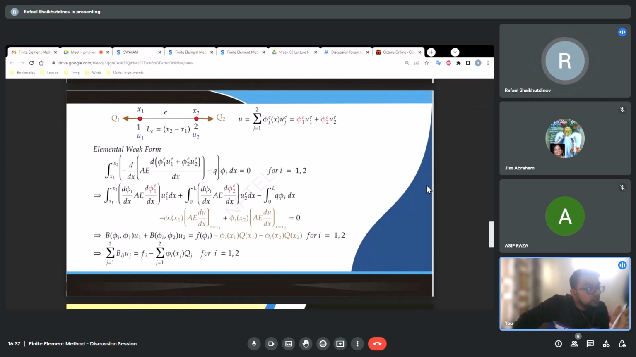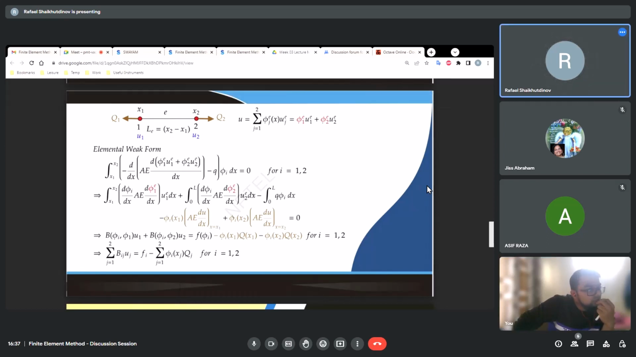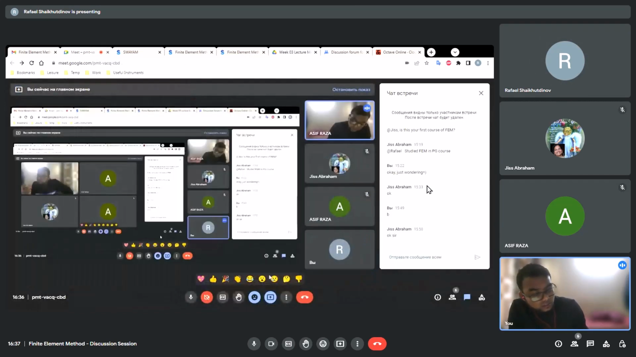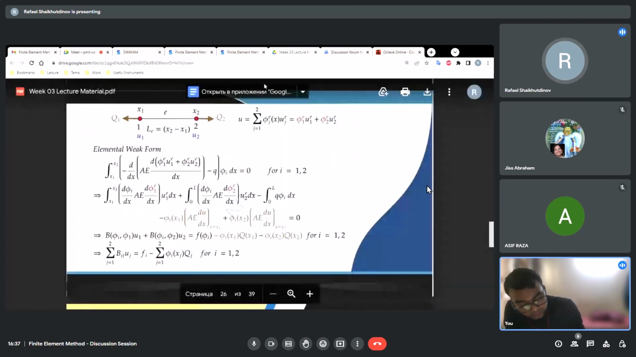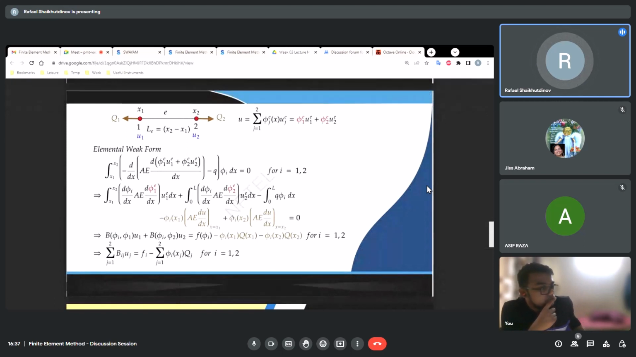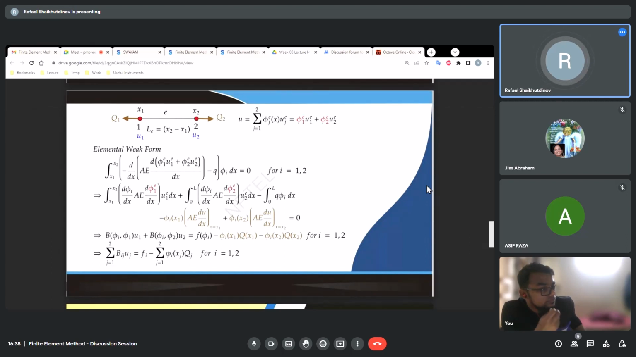Okay, so can you see this elemental weak form? Can you see the screen? Yes, I can see. You just wrote D by... Look, this is clear. For I21, this is clear. The weak form is clear. This is clear. This is clear. Minus phi I xi AE du per dx at x1 is not clear.